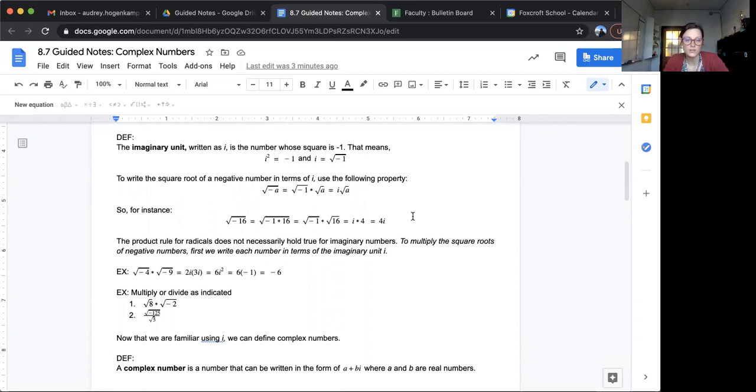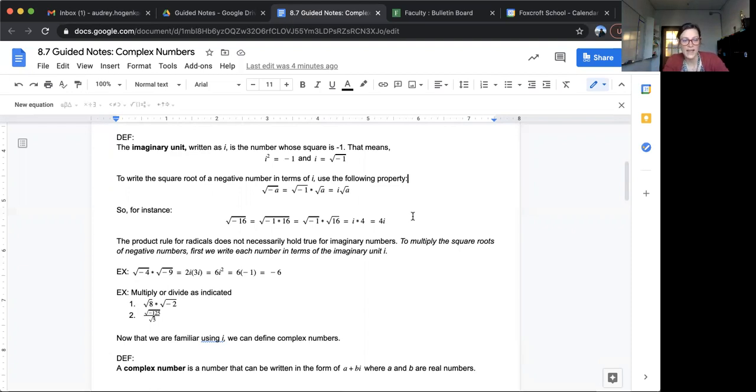Okay. The product rule for radicals does not necessarily hold true for imaginary numbers. To multiply the square roots of negative numbers, first we write each number in terms of the imaginary unit i. So if we had, for example, the square root of -4 times the square root of -9, we could not just go ahead and rewrite that as the square root of -4 times -9, which would be the square root of 36.